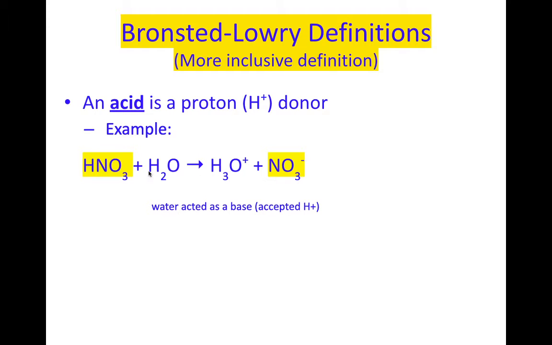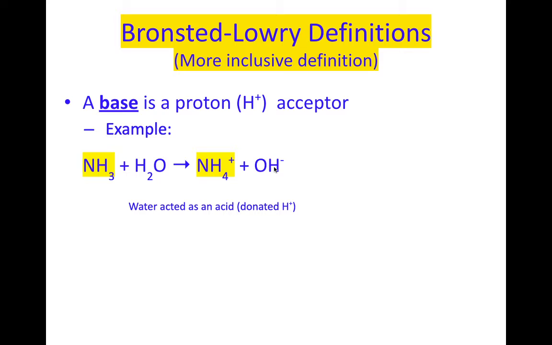So we have acid, conjugate base. We have base, conjugate acid. The acid and the base are in the reactants, and the conjugate acid and the conjugate base are always going to be your products. We can use the same process in this one.